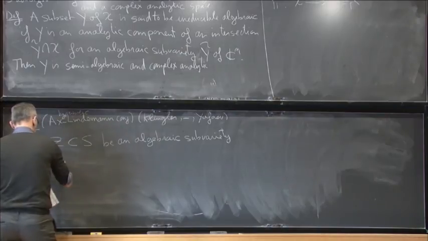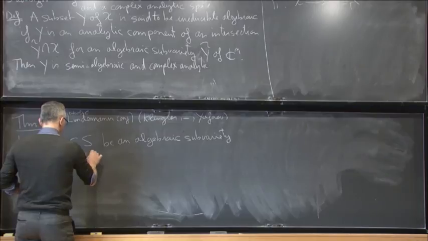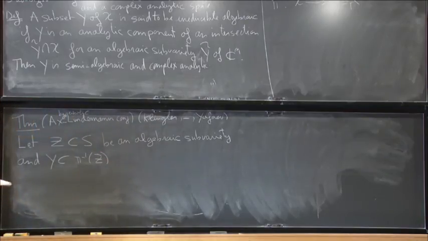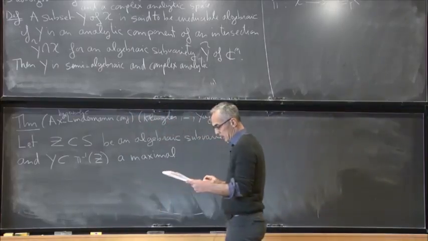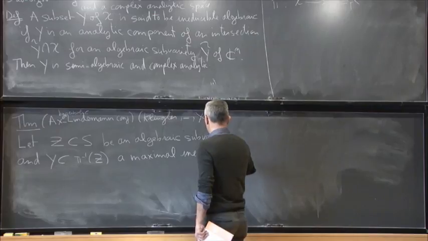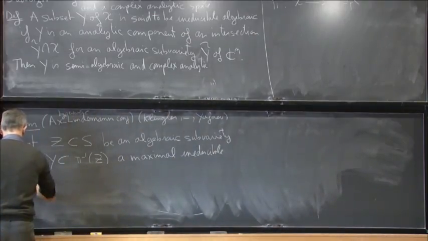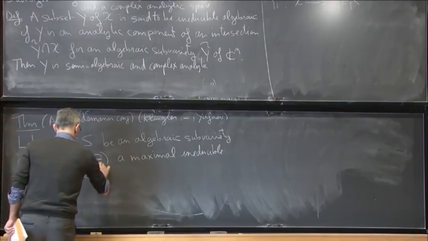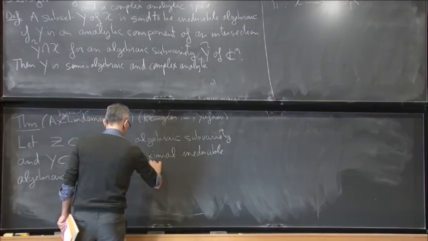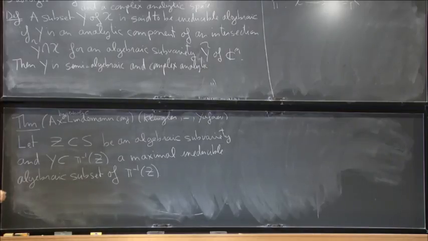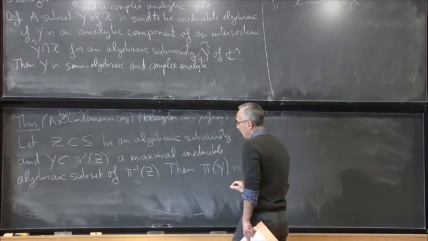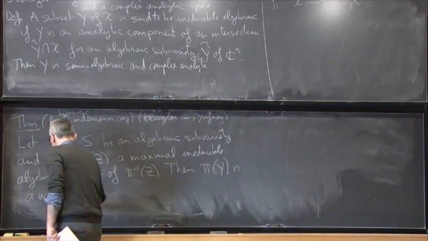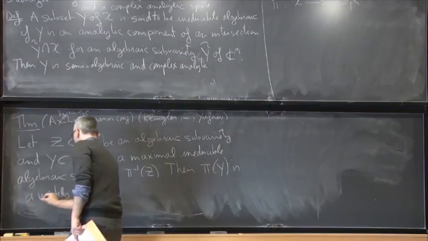And say Y inside the inverse image of Z by the uniformizing map, a maximal irreducible algebraic subset of pi inverse of Z. Then pi of Y is a so-called weakly special subvariety of S.